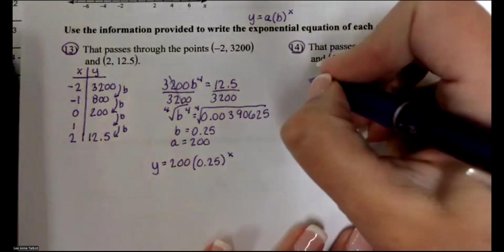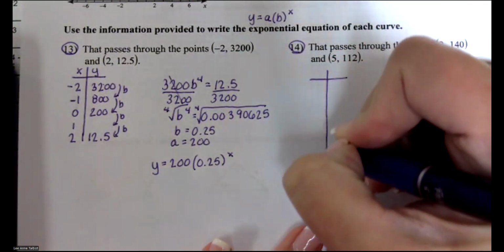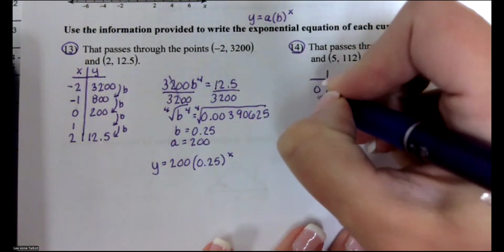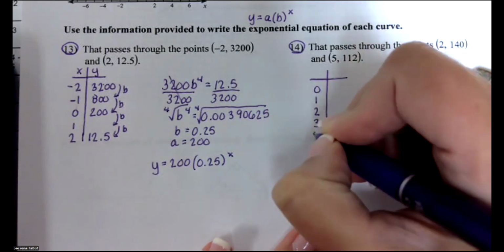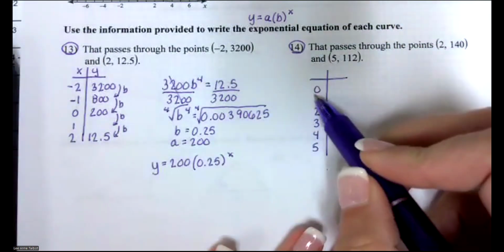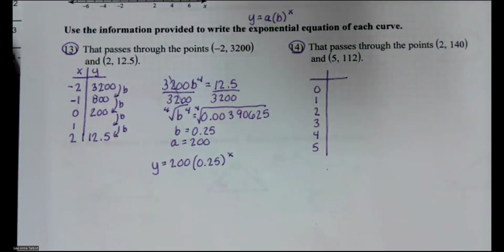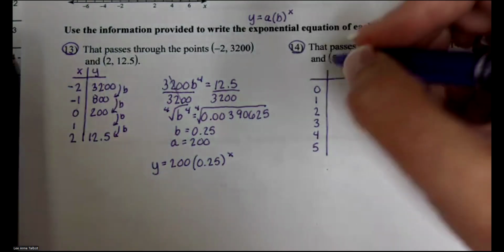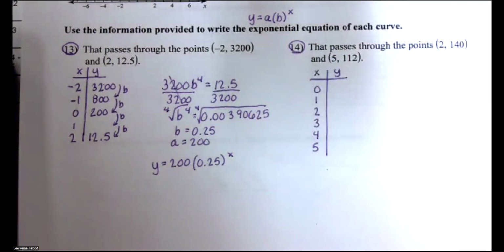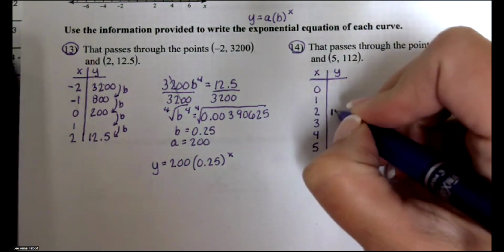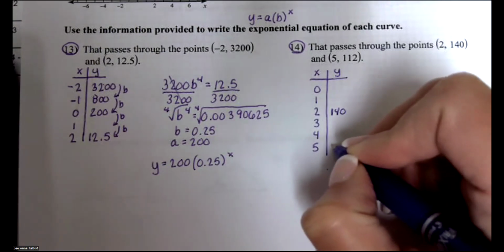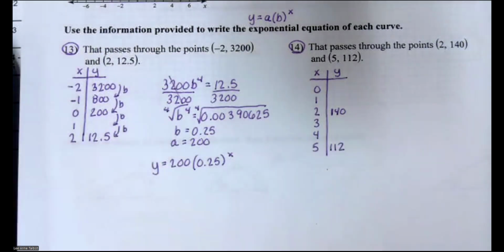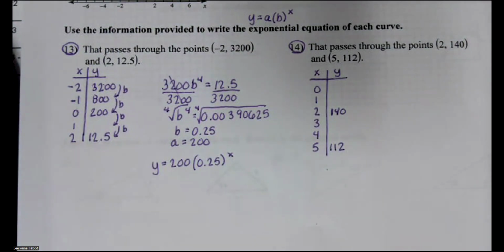Okay, now on number 14, notice the points go from 2 to 5. So you have to backtrack your table so that you have a spot for 0 because that's going to be what A is. So you have to make sure that you have a spot for A. And then put in the rest of your table.